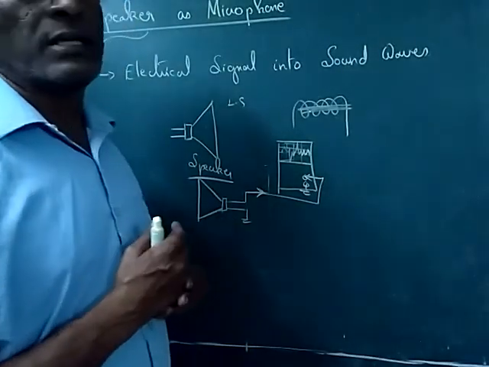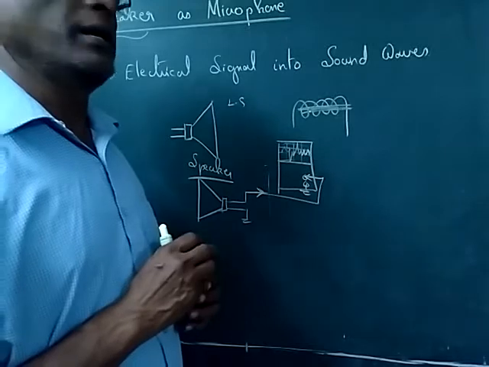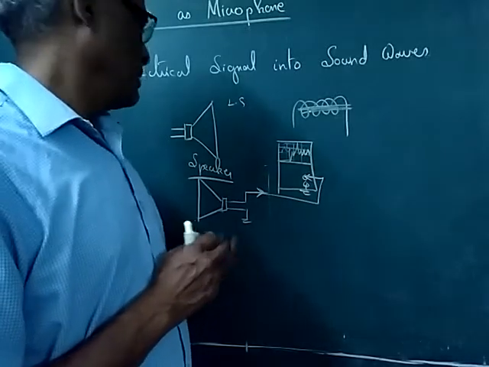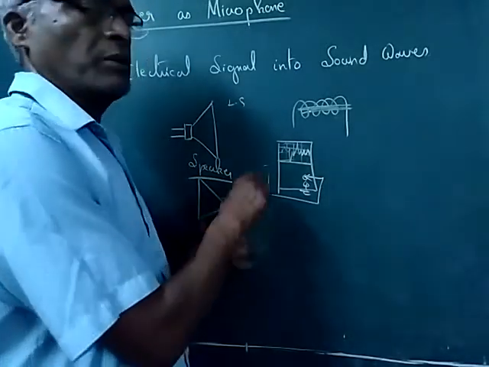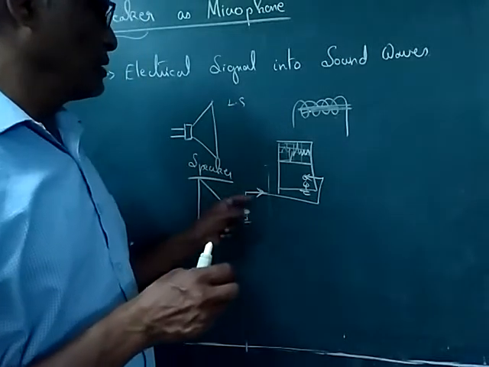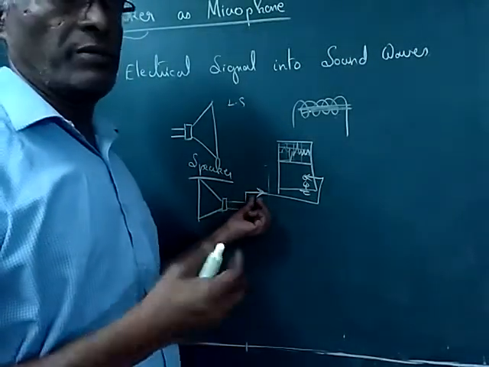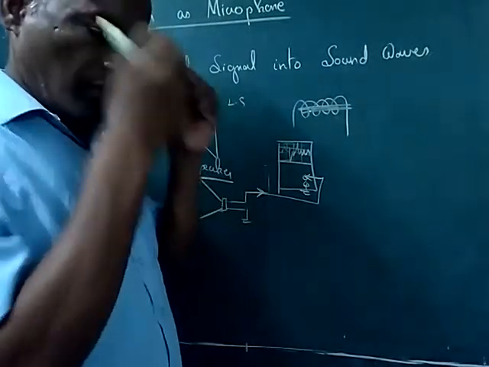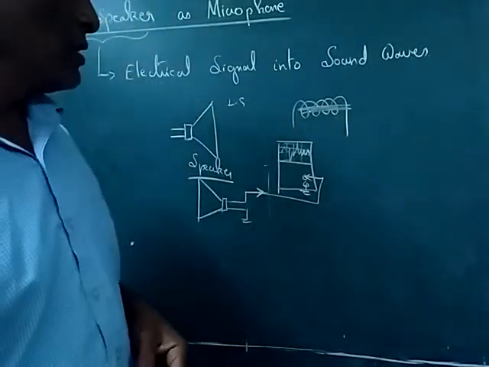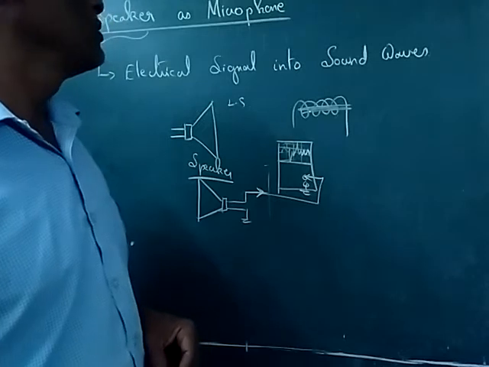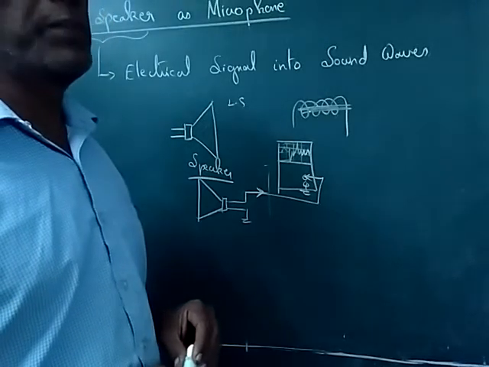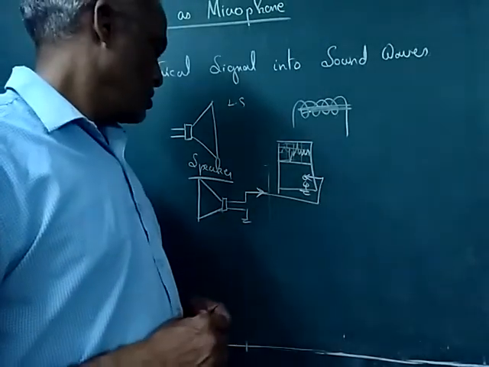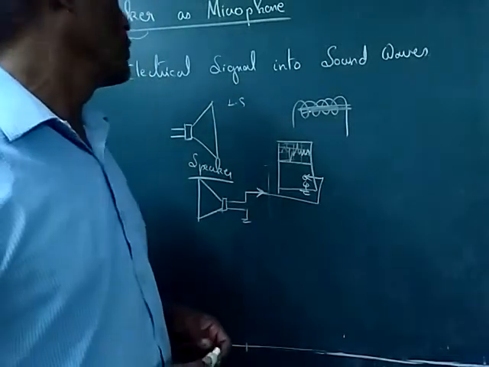Still it works correctly. Maybe the intensity of the signal in this case may be weak. The output of the speaker here, since we are using it as a microphone, will be very less compared to the normal microphone. But still, for emergency purpose, you can use speaker as a microphone.